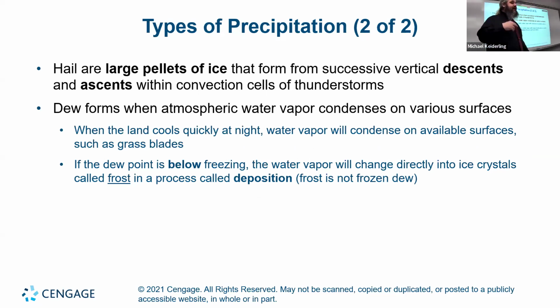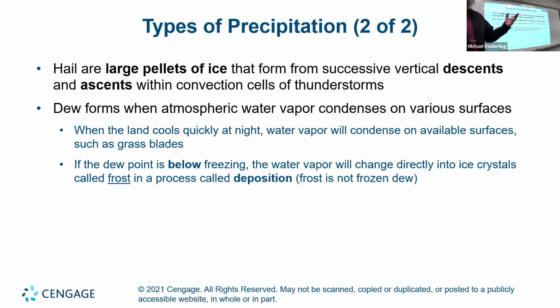They form in these large thunderclouds, they cycle up and down a number of times and build up in layers. So if you ever find a hailstone and cut it in half, it will have layers. So they form from successive vertical descents and ascents within the convection cells inside thunderstorms. And they build up. So you need a really big cloud that has a strong cycling convection cell in it to form hail.